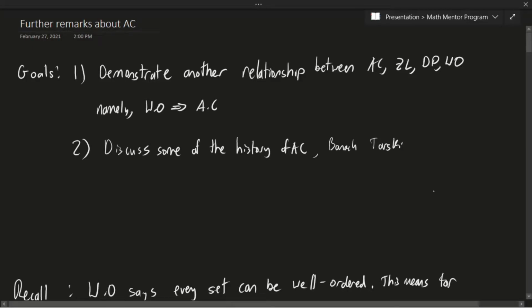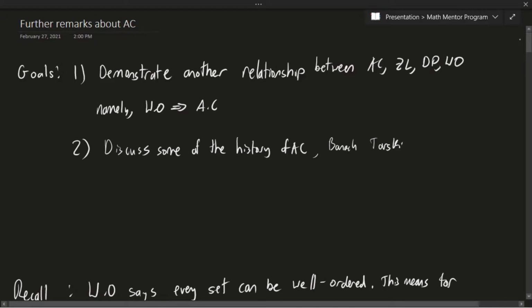So in today's video, we're going to conclude our discussion about set theory. This will include some further remarks about the axiom of choice. In particular, I'm going to describe that relationship that I wanted to do in our last live session, the one that shows that the well-ordering principle implies the axiom of choice. We're also going to discuss some of the history of the axiom of choice, and we'll finish off by talking a bit more about the Banach-Tarski Paradox.